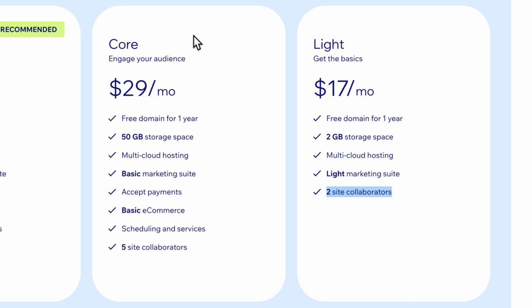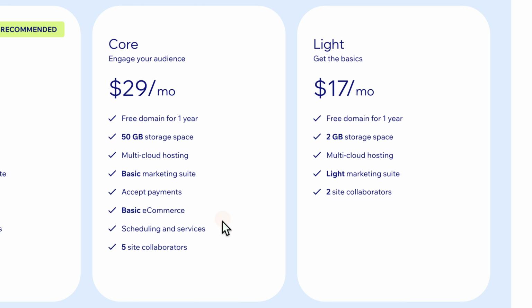But once you want to do more with your website, you probably want to go with the Core plan. The main difference is that you have more storage. So here you have 50 GB of storage and you have a basic marketing suite, meaning you can send out newsletters or email funnels, and most importantly, you can accept payments like Visa and MasterCard, American Express, Klarna, and PayPal. And by accepting payments, you can of course sell your own products with the e-commerce functionalities of Wix. So you have your own online shop where you can sell products or even digital products.